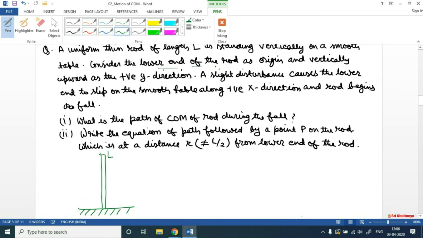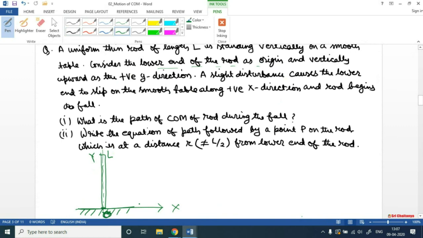And consider the lower end of the rod as origin. So let's assign the coordinate system: this is the x-axis and this is the y-axis, and this here is the origin. It is also written that the lower end of the rod is the origin and vertically upward is the positive y direction. A slight disturbance causes the lower end to slip on the smooth horizontal table along the positive x direction, and the rod begins to fall.